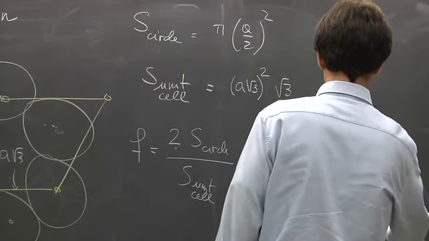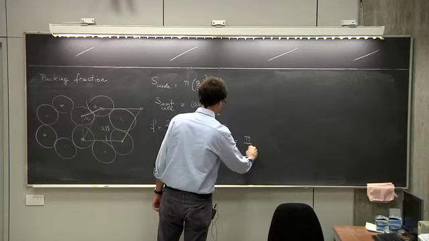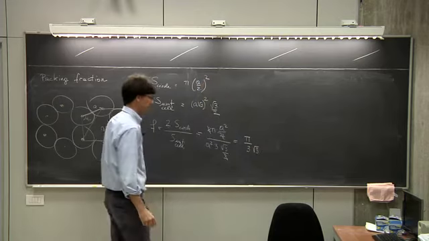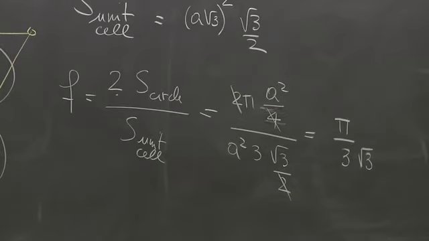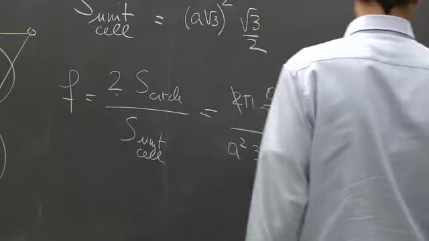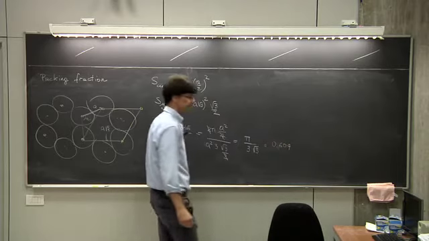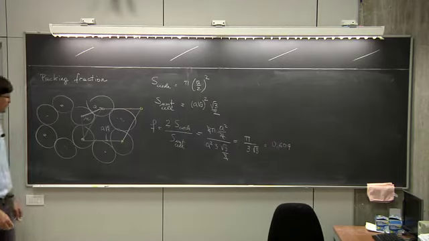Pi over 3 square root 3, 0.64? Yeah, which is very bad, of course.